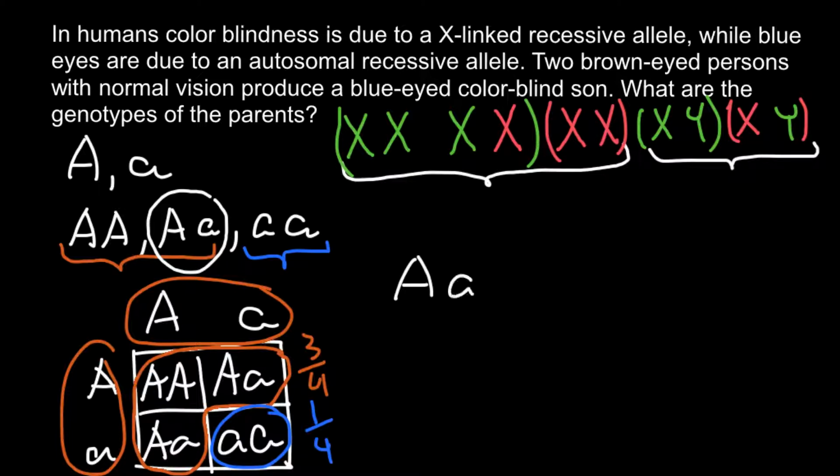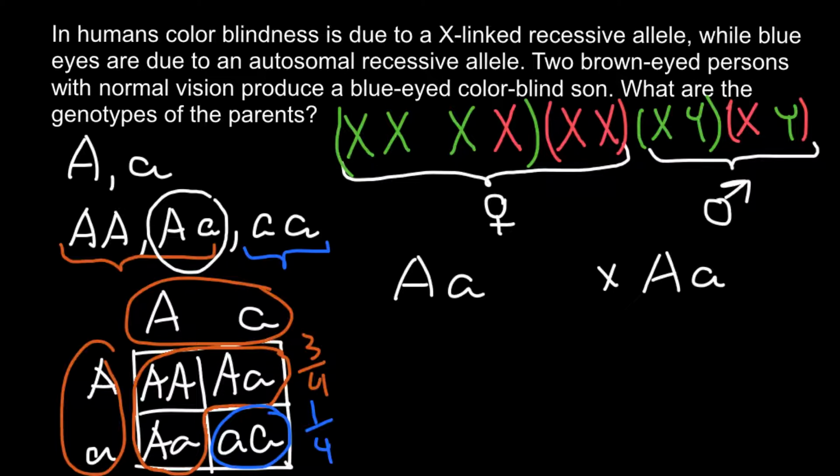So now we know that for the first trait both parents have to be heterozygous, so the genotype would be capital A small a, and we cross with another parent whose genotype is also capital A small a. So let's say this is going to be the female side of the cross, and this is going to be the male side of the cross.